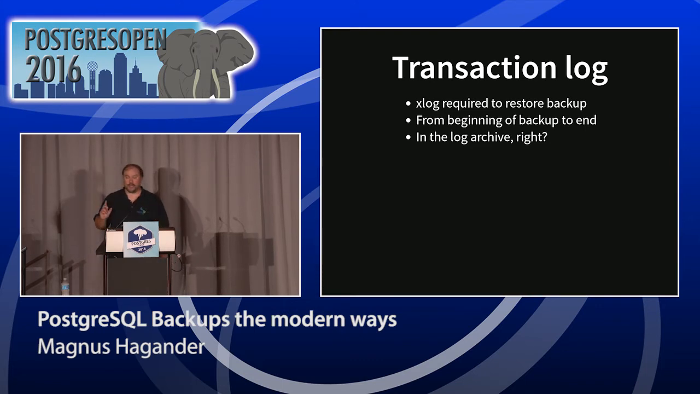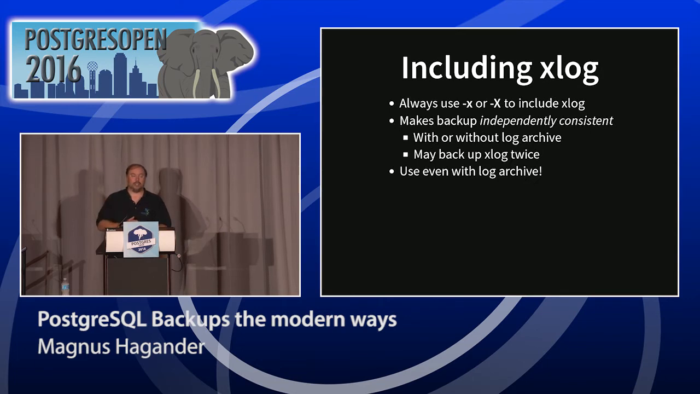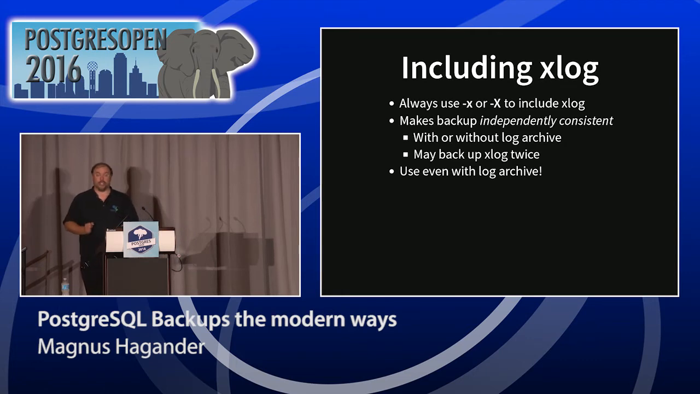But the fact is, with pg_basebackup, you can also get it to include exactly these things that you need, from the beginning to the end of the backup, and put that in the base backup. My recommendation is that you always do this. Because if you do that, it makes your backup independently consistent. So if you lose your log archive, you can still restore your base backup because you have the transaction log required for that inside the base backup itself.